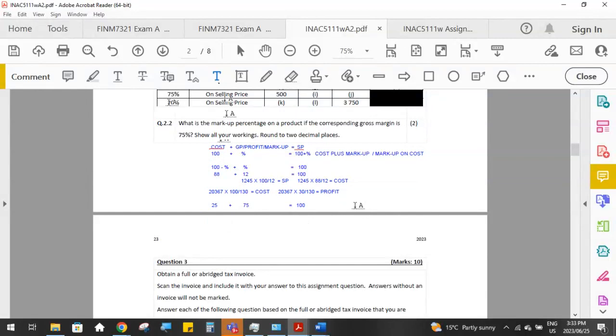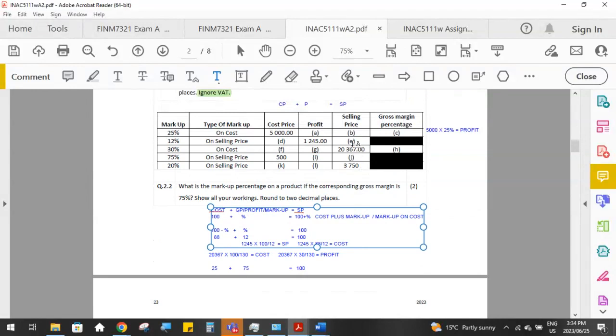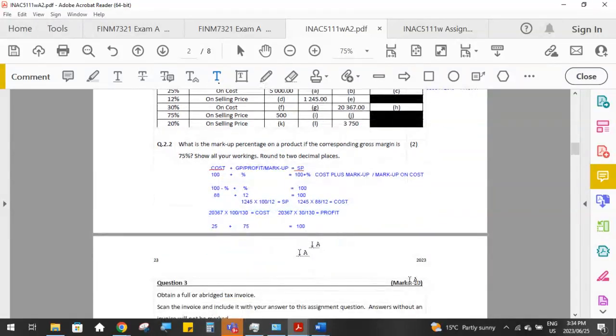And the same thing with this last one over here, where it's 20%. We would have 80 under the cost, 20 under the markup, and 100 under selling. The 3750 is the selling price, which is under the 100 column. So to work out my cost, it would be 3750 multiplied by 80 over 100. And to work out the markup, it would be 3750 times 20 over 100.